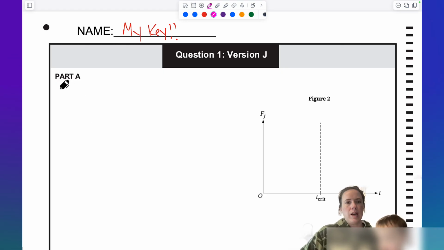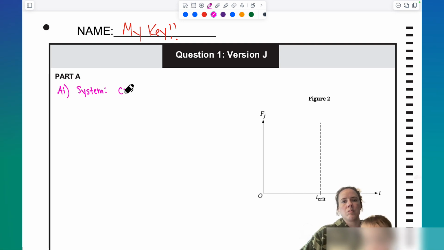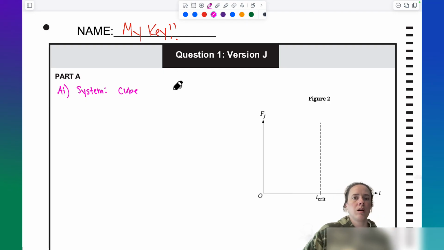So for A-I, we want to have our system just the cube. All right, so we're going to draw our free body diagram. We have the weight of the cube, so good old mg. Friction is what is keeping our cube from falling inside the box. And as the box is moving and slowing down, it is giving that normal force that our cube feels.